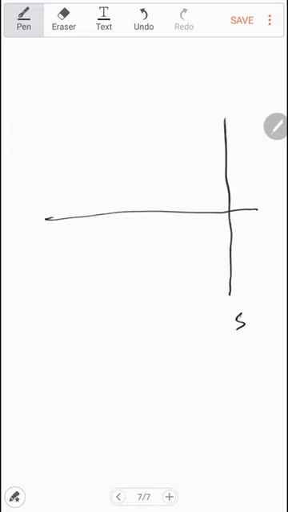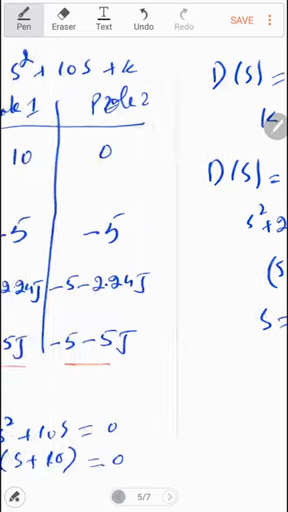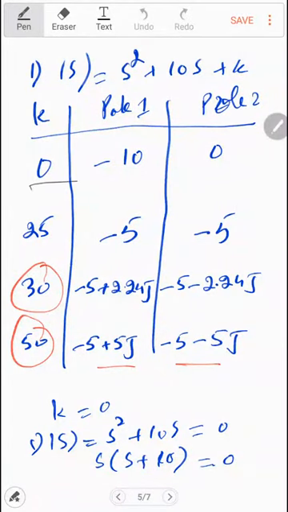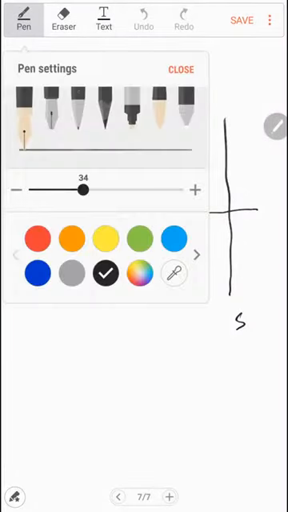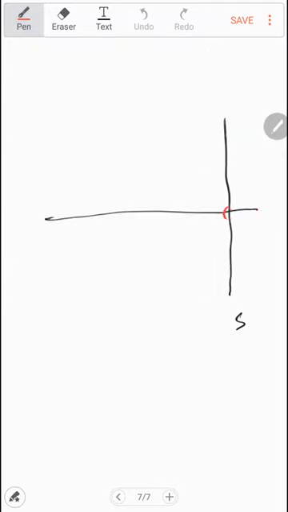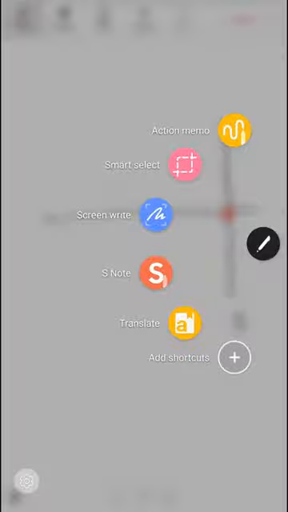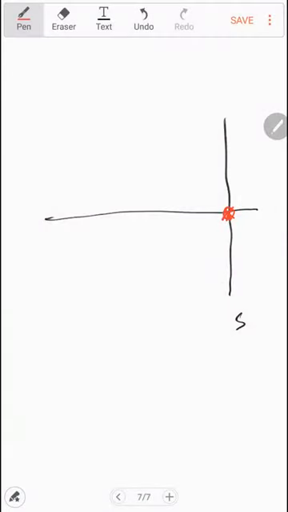Graphically, initially what we have is the complex plane, the S plane. When k is equal to 0, please check this one, we have two poles. One pole is at 0 and another one is at minus 10. One is at this location. This is one pole, and another pole is at minus 10. This is 0 and this is minus 10.